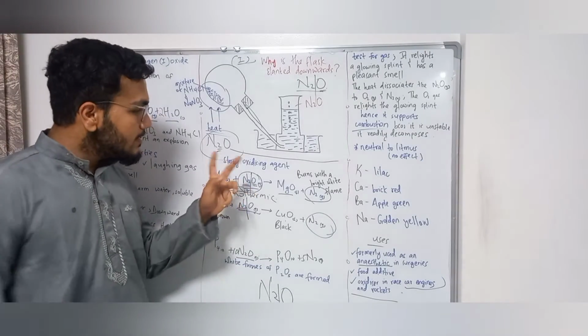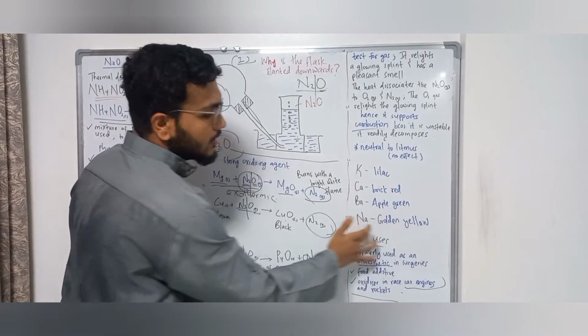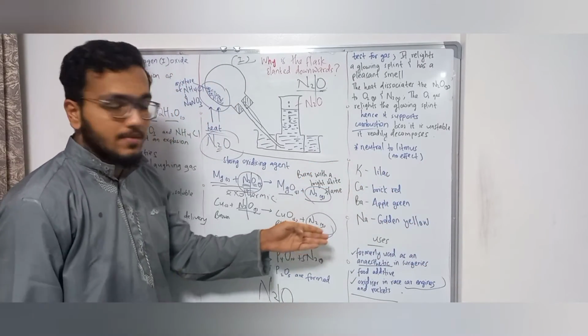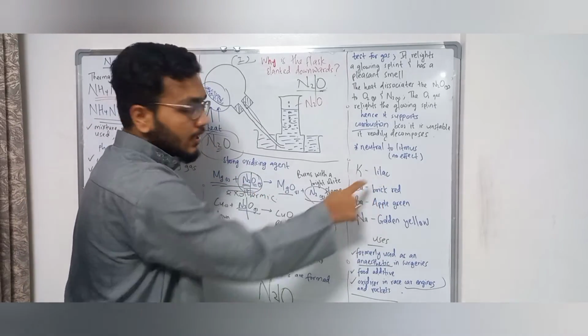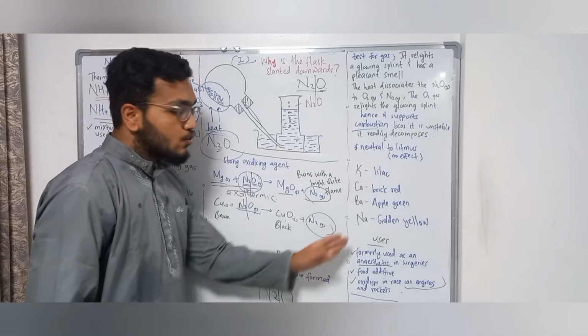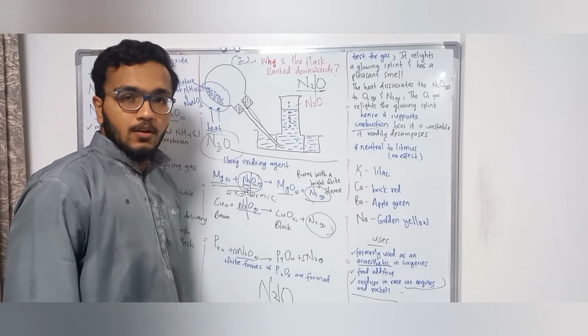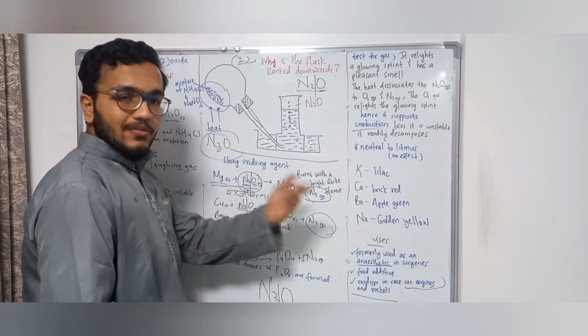So when we say magnesium burns with a bright white flame, I wrote other metals that burn with different flames. So potassium burns with a lilac flame. Calcium burns with brick red. Barium burns with apple green, and sodium burns with golden yellow. Now these are not related to our topic here, but it's just a by the way for different areas.